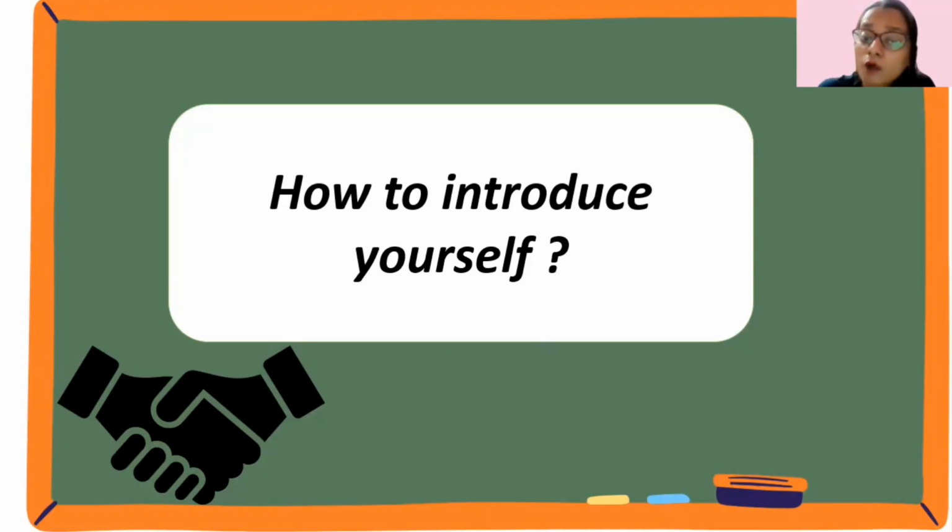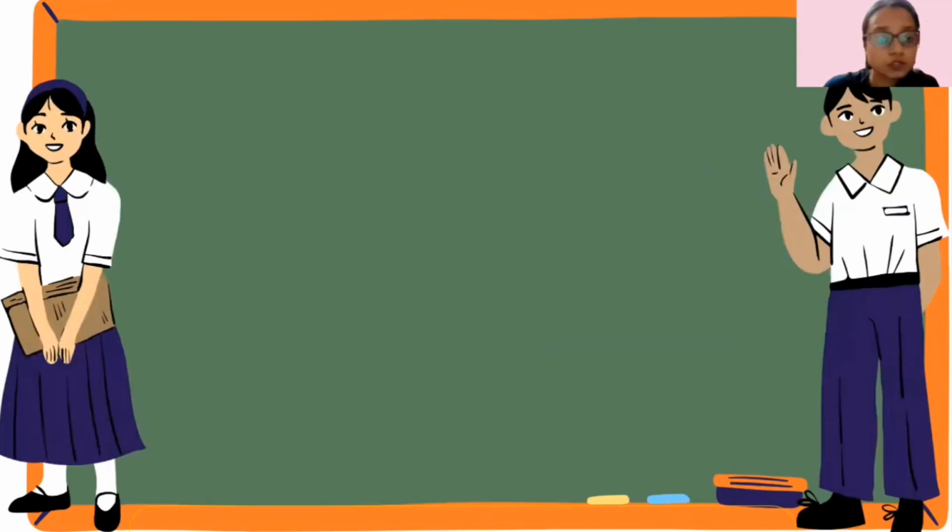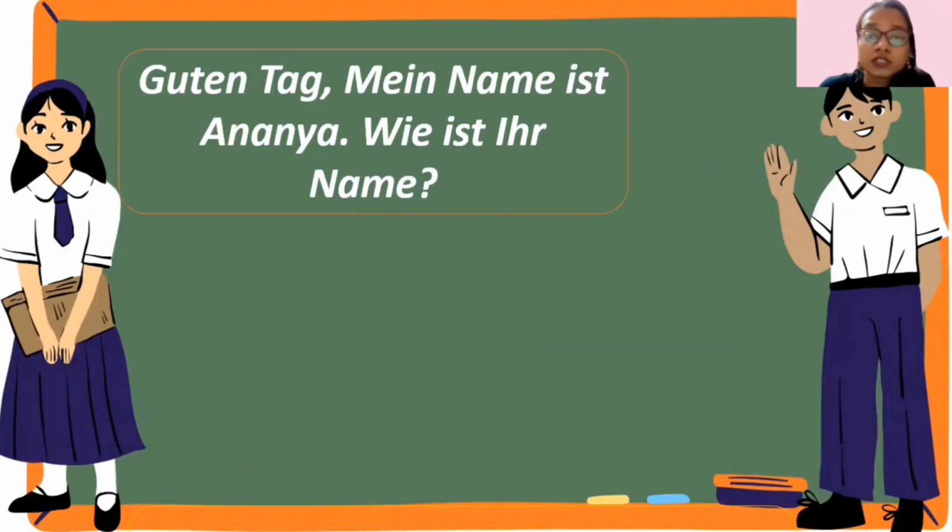Now, how to introduce yourself in a formal way. These are two kids. You can see here a boy and a girl. Let's see their conversation. Guten Tag. Mein Name ist Ananya. Wie ist Ihr Name? You can write down the meanings as well. Although we will learn the meanings later as well, you can also write them now.